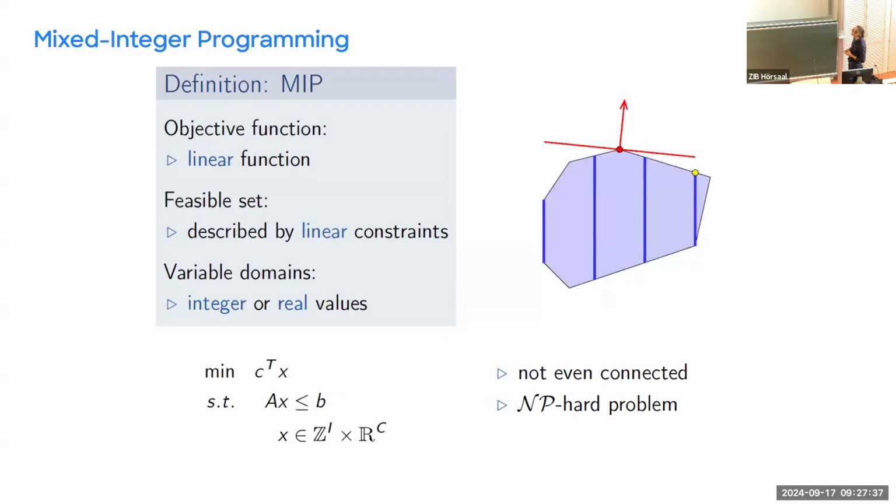Now you can, of course, have a mixture where some of the variables are integer and some are real valued. This is what we call a mixed integer program. And graphically, this would mean that in one direction, for instance in x2 direction, we allow real values, while in x1 direction we only allow integer values. And then the feasible region are these lines here.